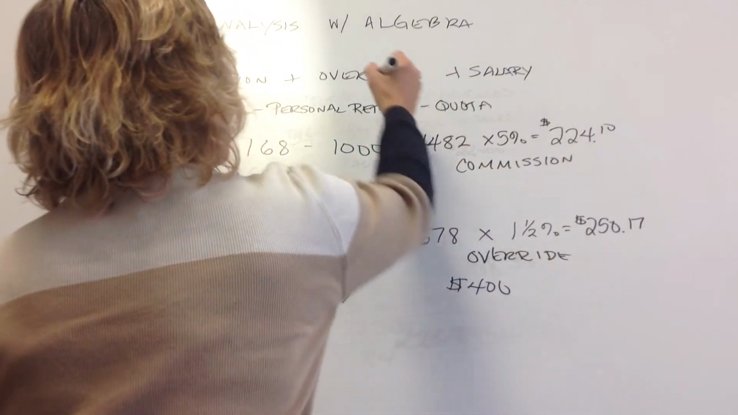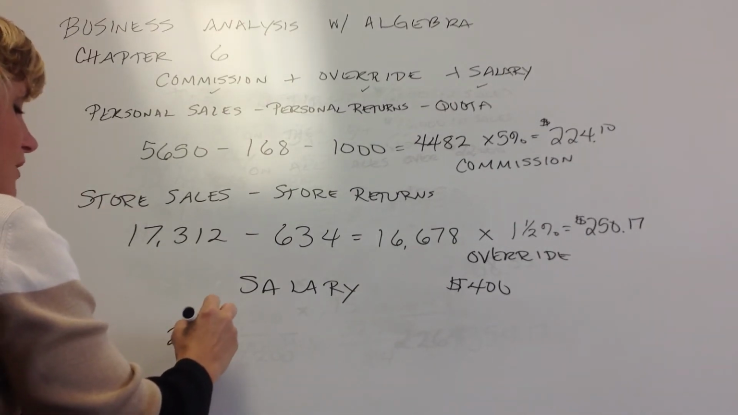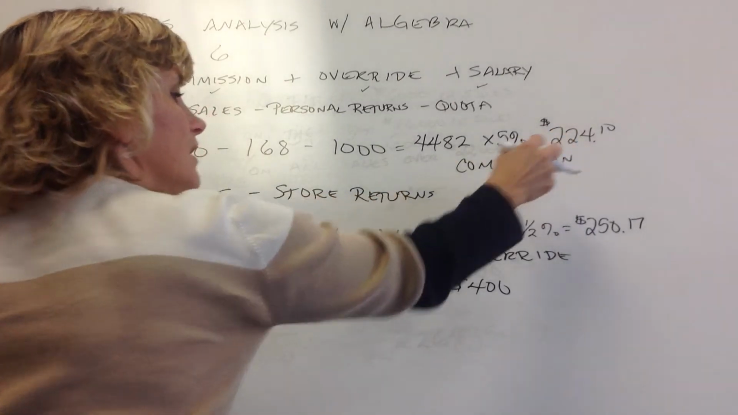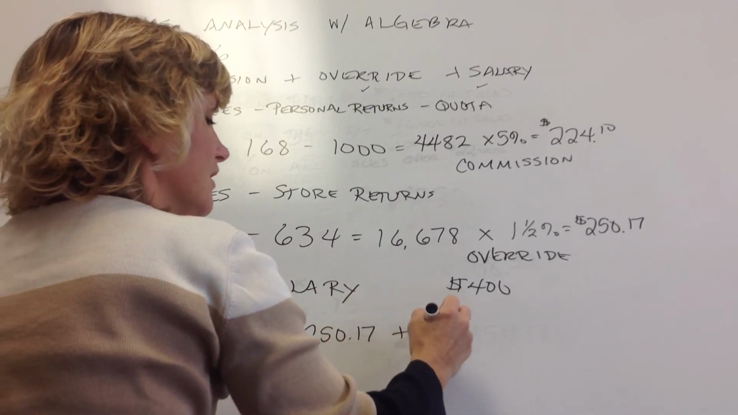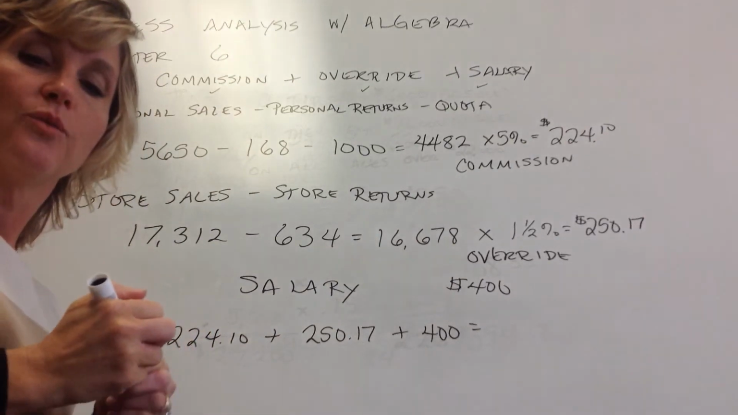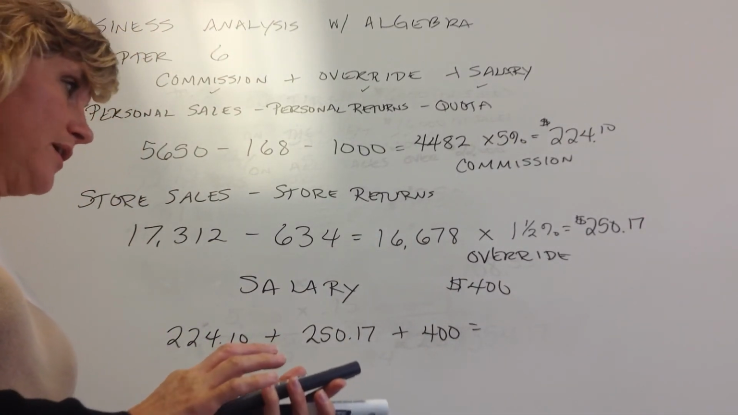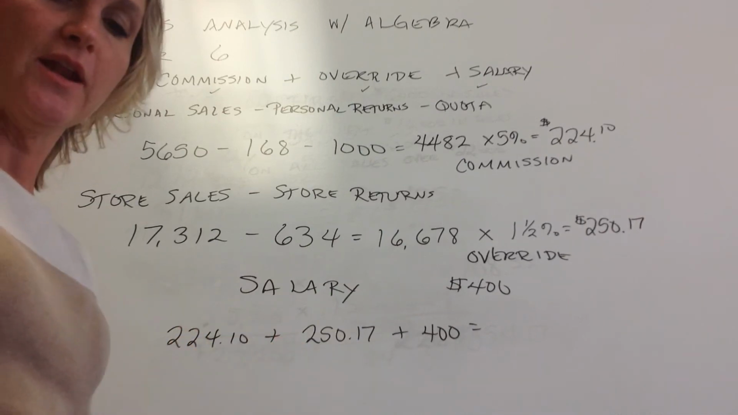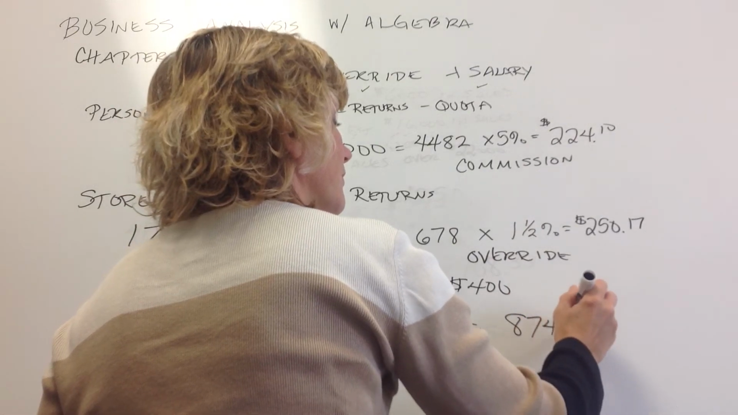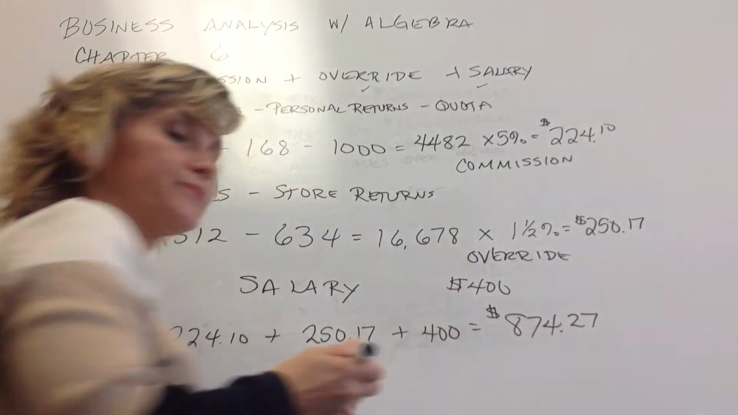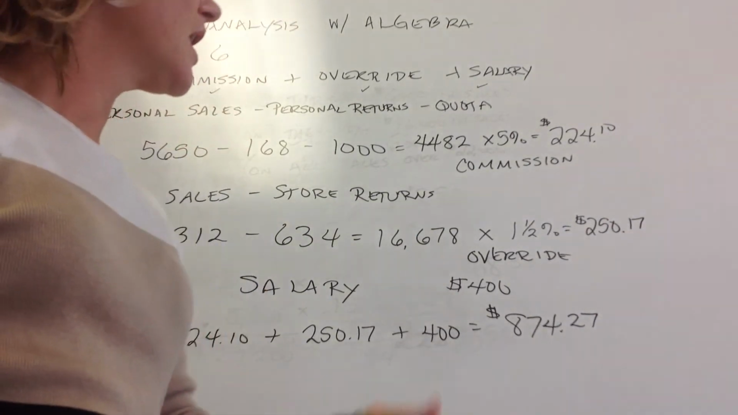So then we go back and say, okay, we've accounted for all of those. So if we take our commission of $224.10, if we take our override of $250.17, and then our salary of $400, when we add all of those together, then we'll get the gross pay. So $874.27. So that's probably the most complex one out of this payroll chapter, and then you do have one like that on your test.